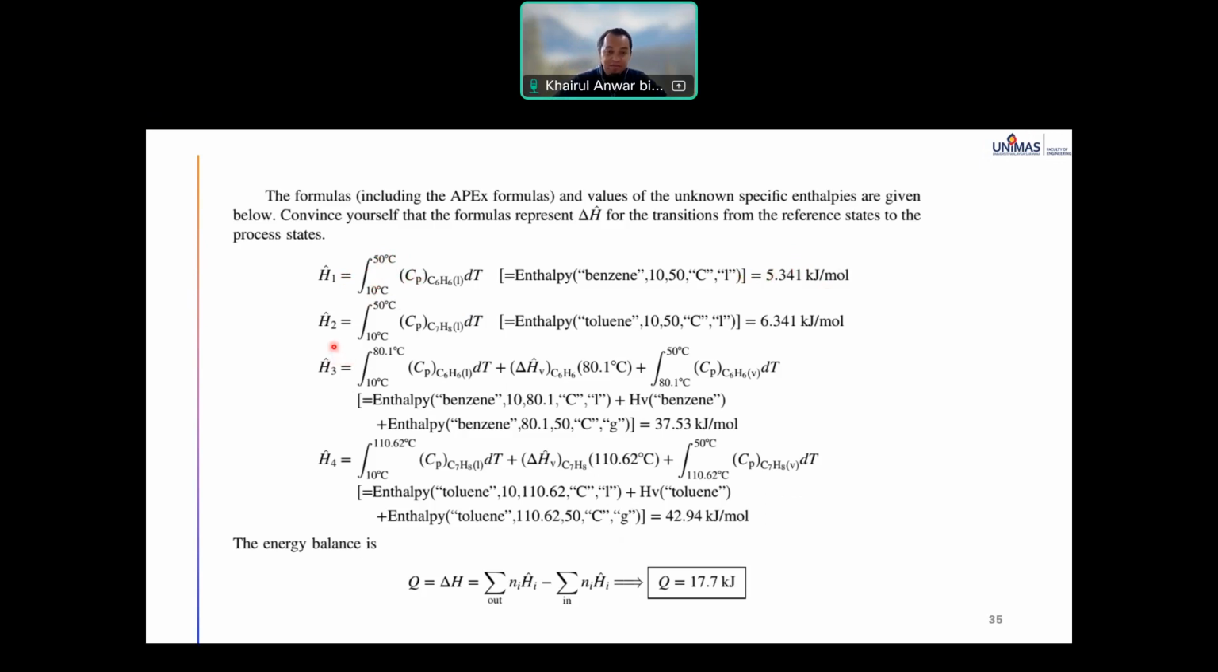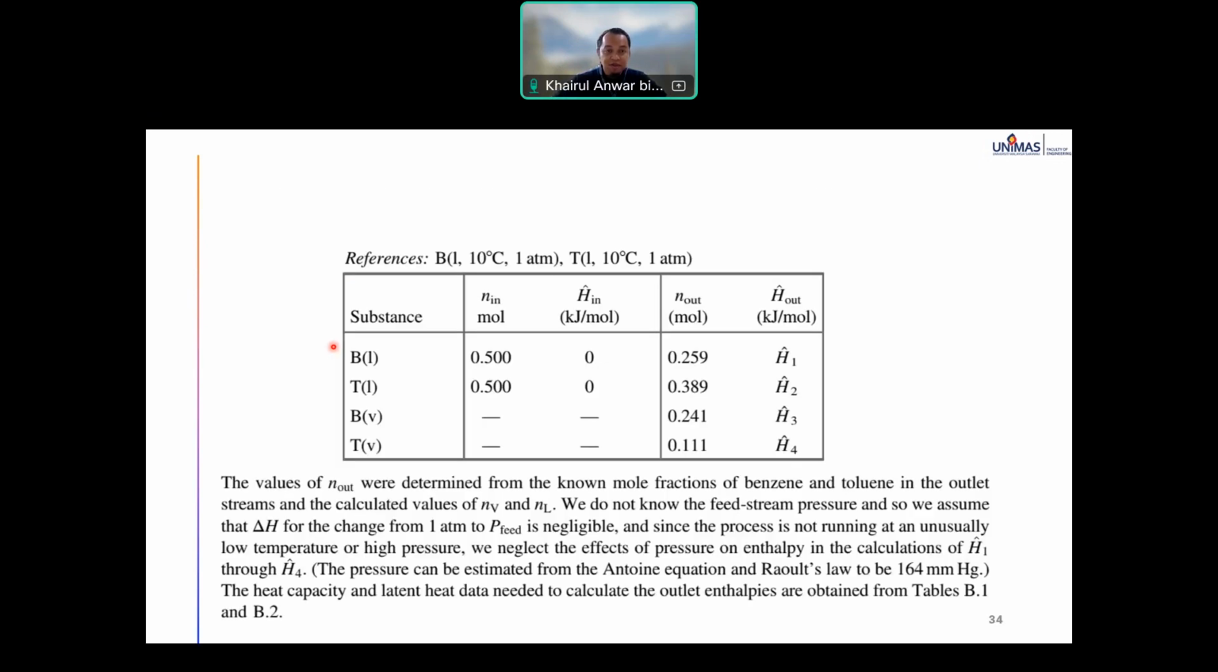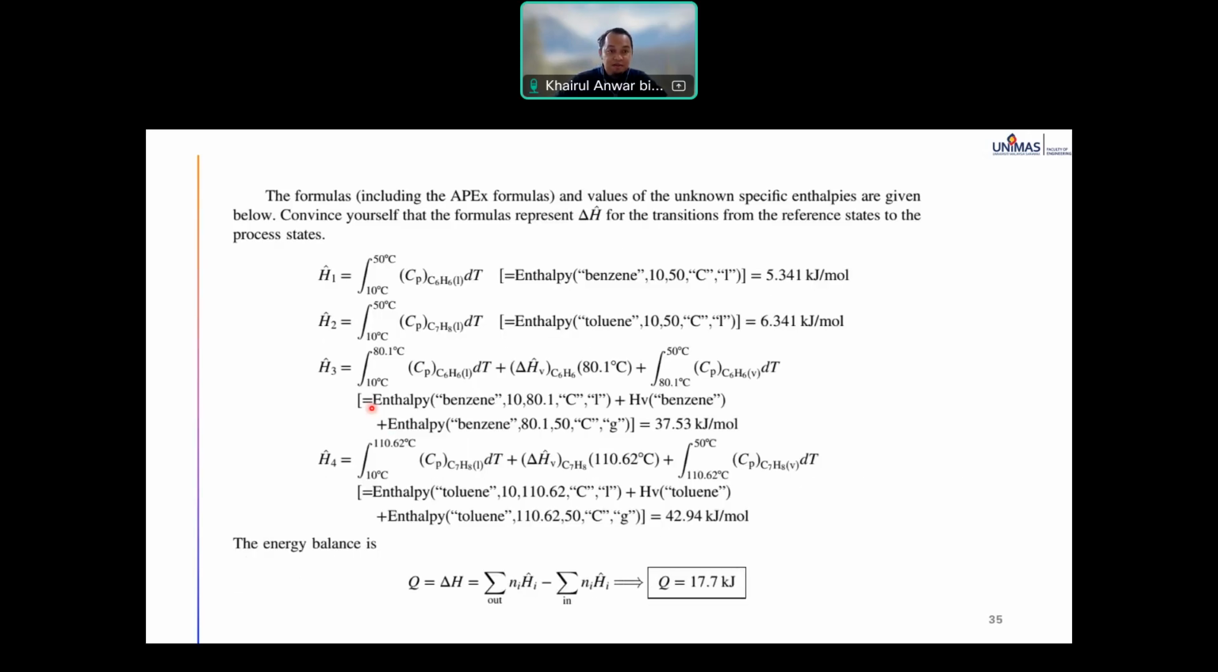Similar to H2, H2 is toluene in liquid form. So for toluene in liquid form, you need to refer to table B2 still, but page 637. Similar, this is in liquid form, so you need to choose the L or liquid form 1 as well.